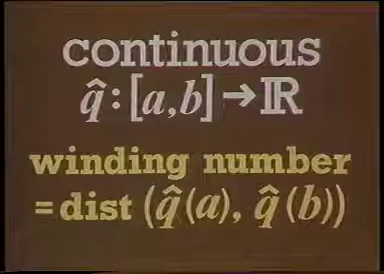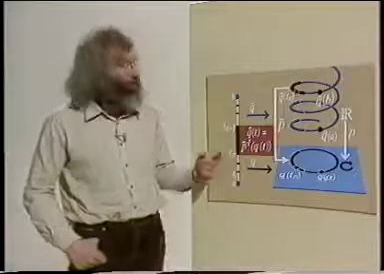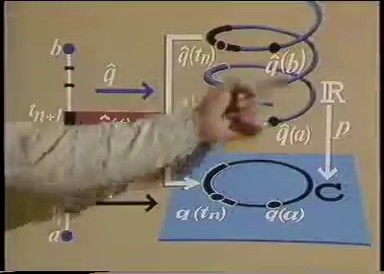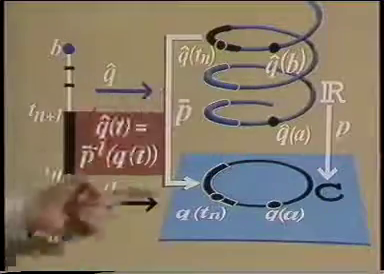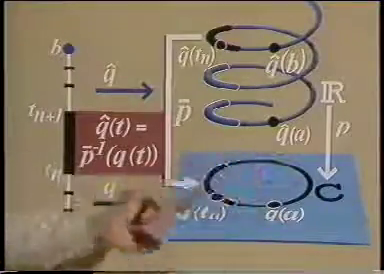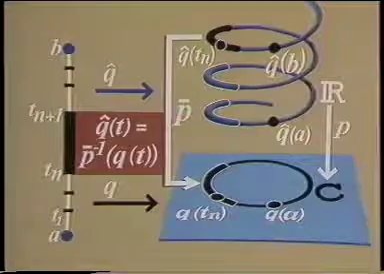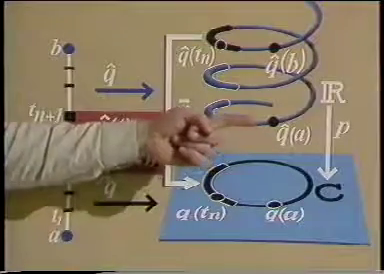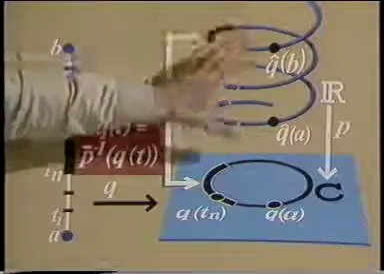So we can now be sure that our definition of winding number gives the unique answer that we wanted. The continuity of q hat ensures that the number of turns between the endpoints is a correct record of the net revolutions of q of t. And of course, it doesn't matter which starting point we choose, because a different choice would merely shift the whole thing up or down.